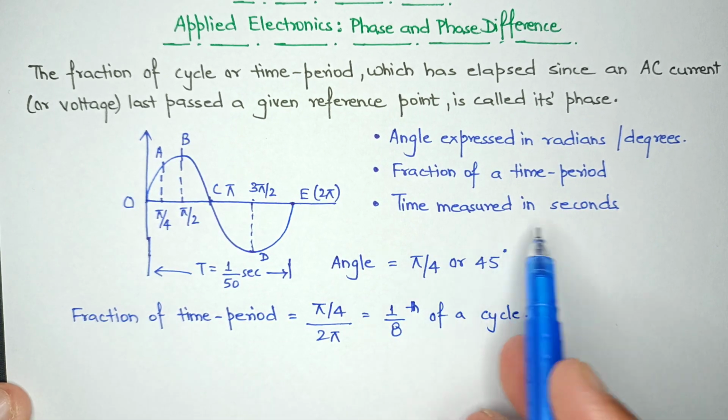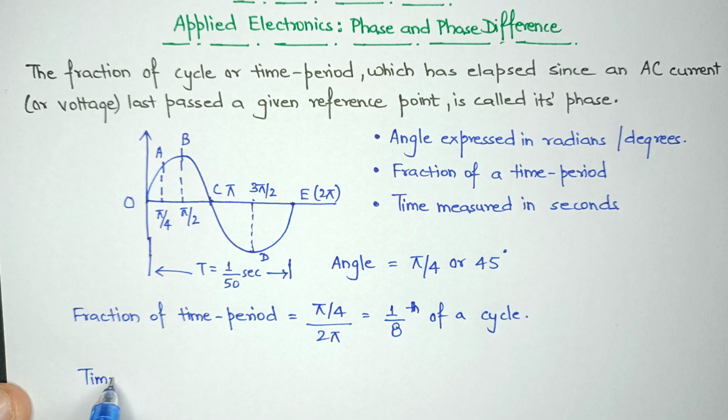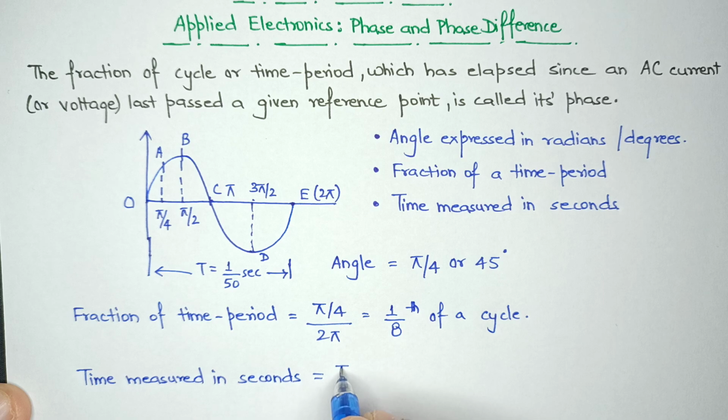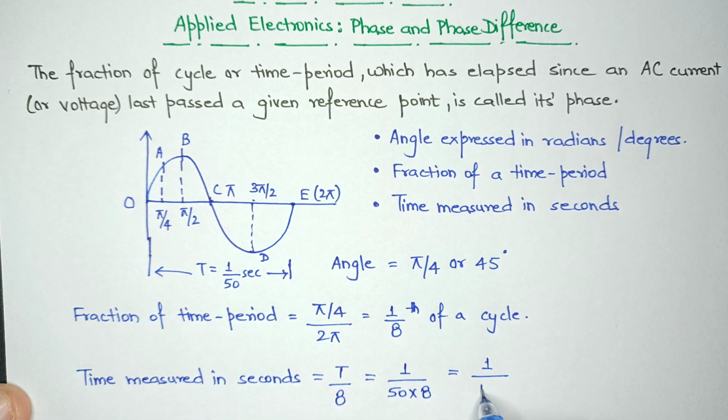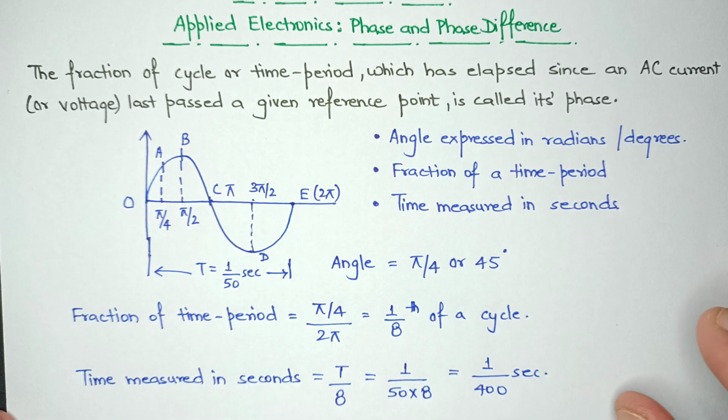And the third one is the time measured in seconds. Here, the time measured in seconds is T divided by 8. Since the time taken for the cycle is 1 divided by 50, this is 1 divided by 50 multiplied by 8, which is 1 divided by 400 seconds, and this is the answer over here.